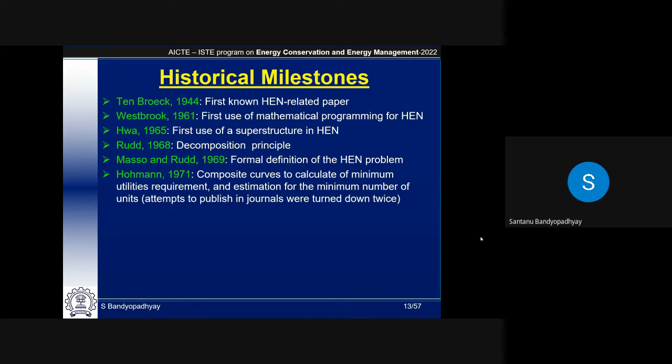In 1971, there is an interesting thesis done by Hohmann, who proposed composite curves. These terms will come very soon. I am going to describe these terms, composite curves, to calculate minimum energy requirement. Unfortunately, he could not publish this paper. In fact, it was turned down twice. Later on, he published only one conference paper, and that's all.